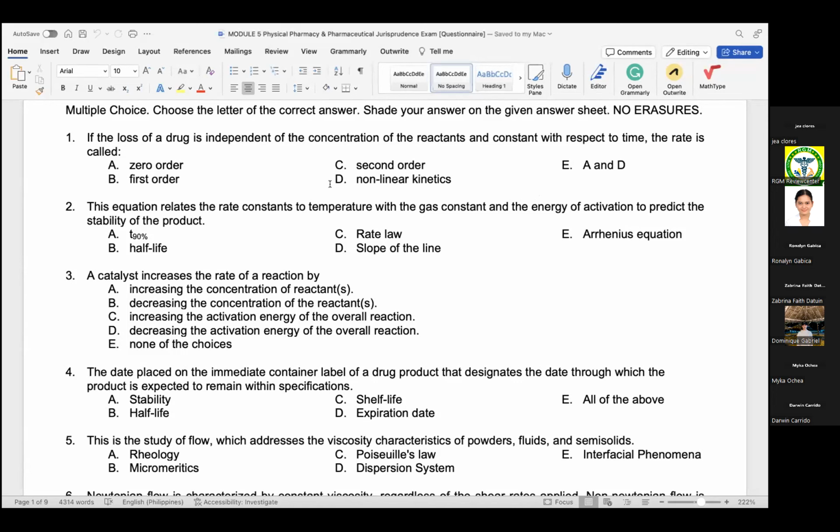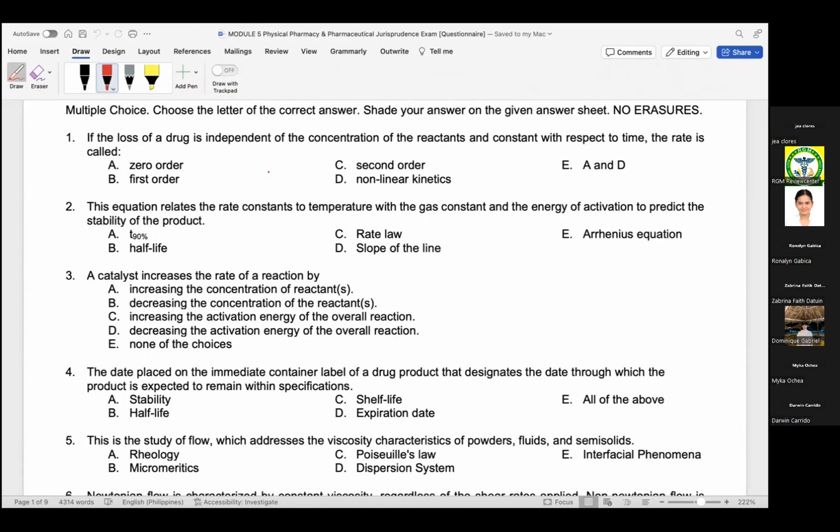The correct answer here is letter E. Independent daw sa concentration. Remember, that is zero order reaction, which is also known as nonlinear kinetics. Diba? Kapag first order, it's linear kinetics because this is related to the concentration or concentration dependent. Also, second order, concentration dependent din yan. So, letter E, A and D.